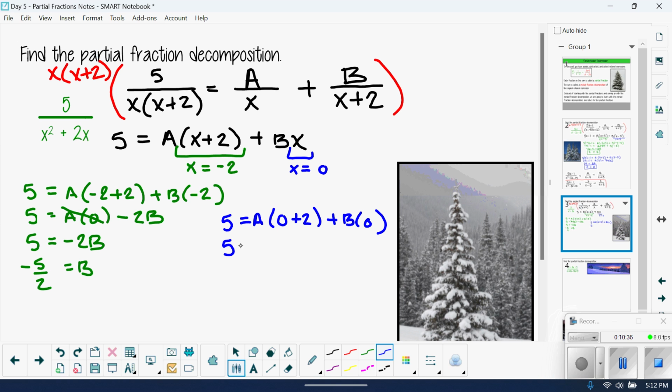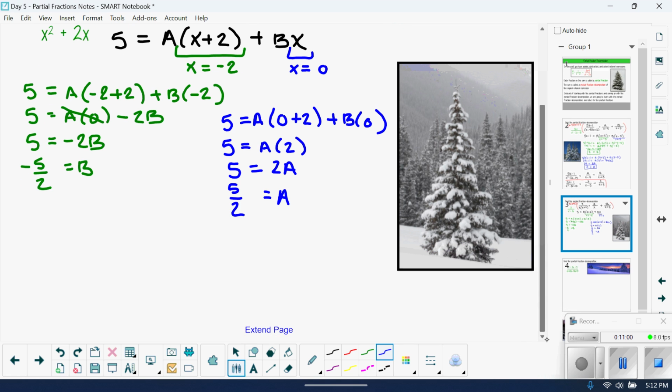Clean that up a little bit. And then, of course, b times 0, we know is just 0, so I don't even really need that right there. So solving for a, we divide by 2, and I get a to be 5/2. So we get ready to look at our original problem.